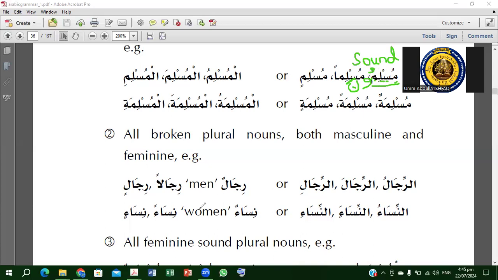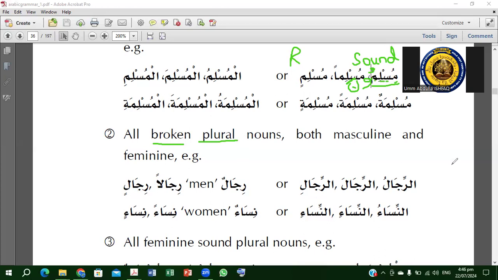Got it? So we recognize, and as Muslimun was the status of rafa, similarly Muslimuna is the status of rafa. Una sound is rafa. Okay. There is another kind of plural. This is sound plural, but another kind is broken plural. Broken plural, right? What is broken plural?